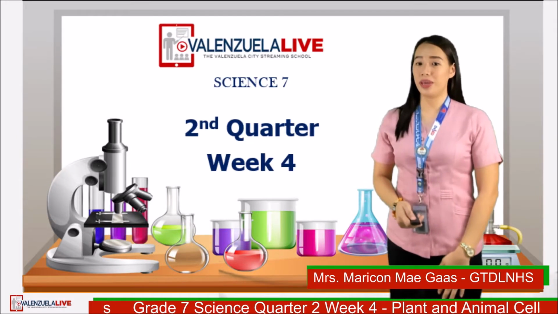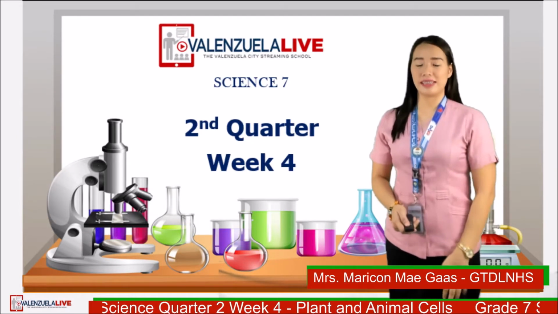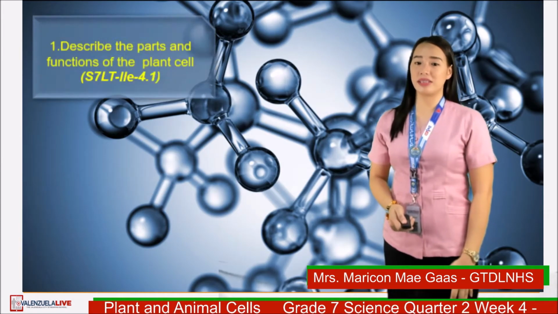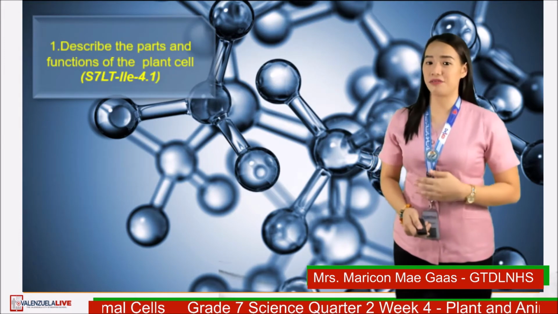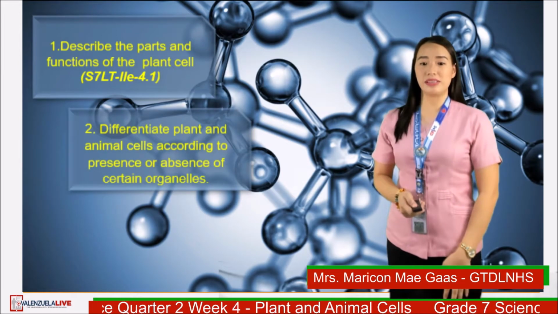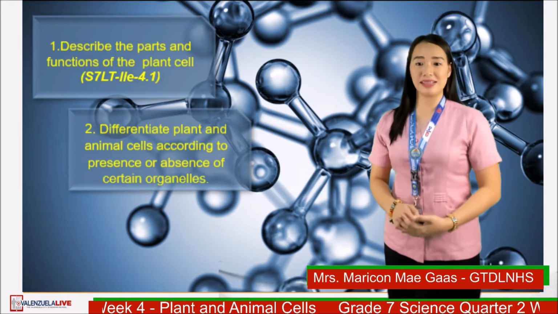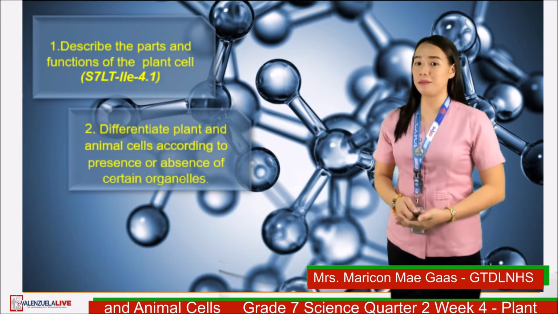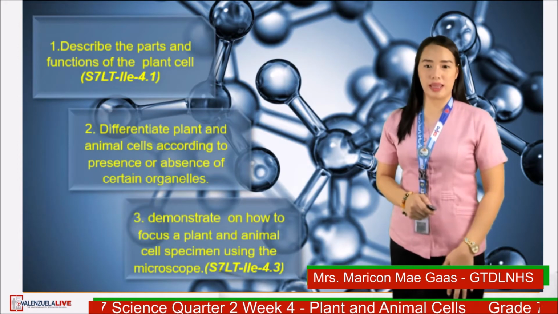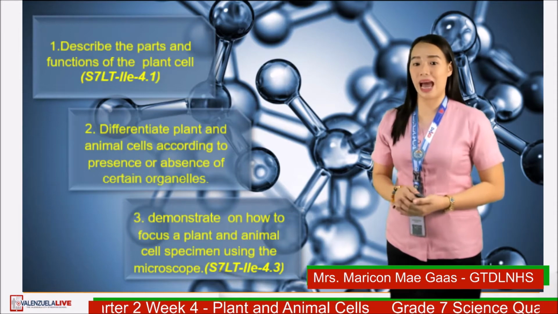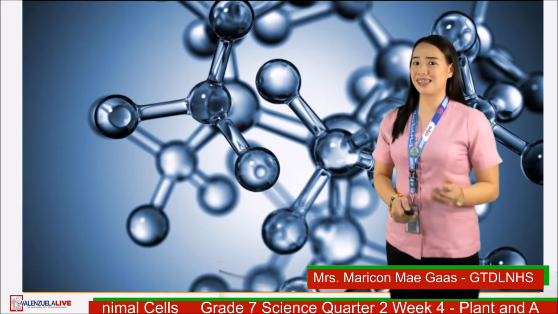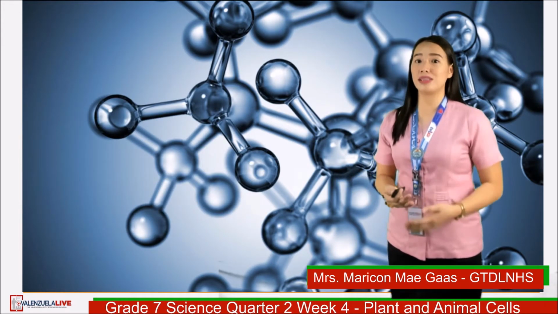By the way, we are now in week 4 for this second quarter. At the end of our lesson, first, you must describe the parts and functions of the plant and animal cells. Second, you must differentiate plant and animal cells according to the presence or absence of certain organelles. And lastly, you must demonstrate how to focus a plant and animal cell specimen using the microscope. See, we have so many things to learn today.